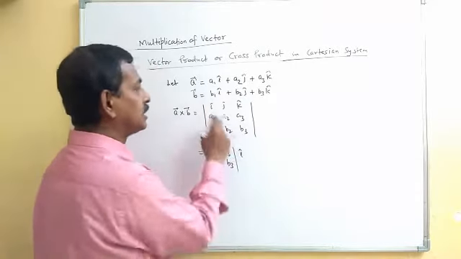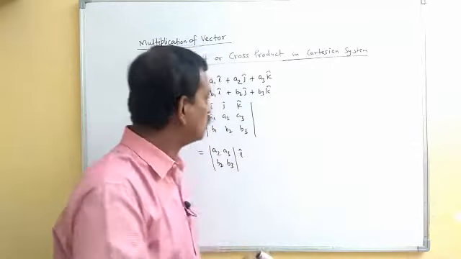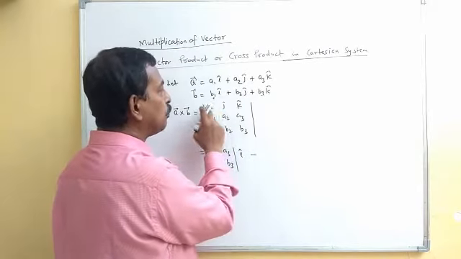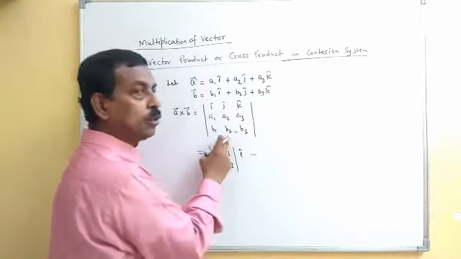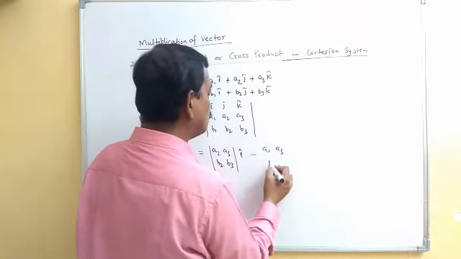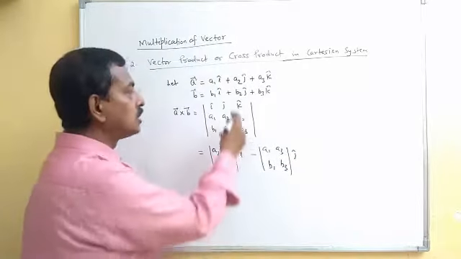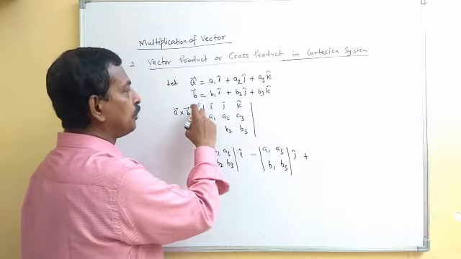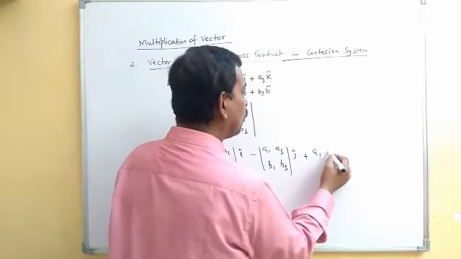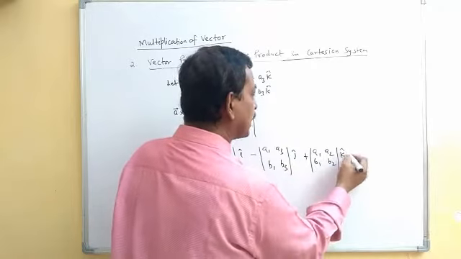And then it is your I cap as it is, it will be written. We take alternate plus and minus. So, first term is plus, second will be minus. And now for J, this row and this column will be omitted. Now it will be left with A1, A3, B1, B3. And then it is your J cap. Third is your K cap. So, again, this particular row and this column will be omitted. It will be your A1, A2, B1, B2. This is your K cap.